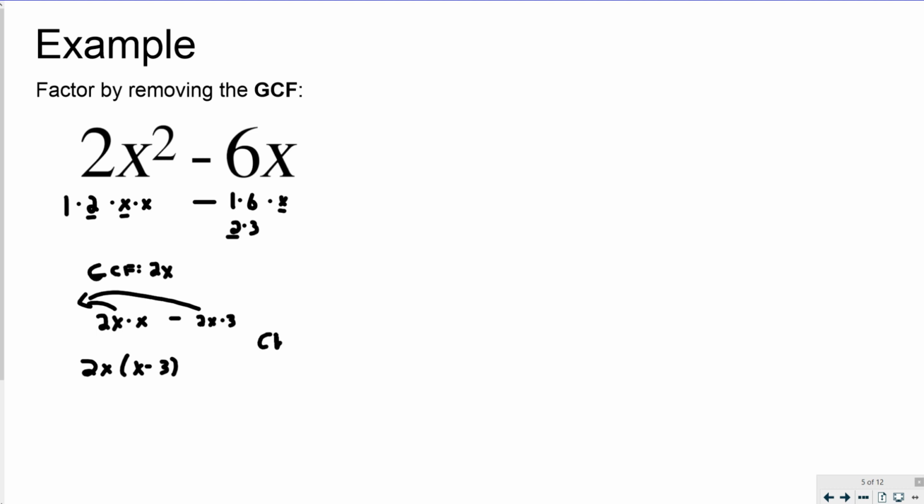And if I check it and redistribute, I'm going to duplicate this real quick and distribute, and that would turn into 2x squared minus 6x, which is what we started with. So our factoring is correct.